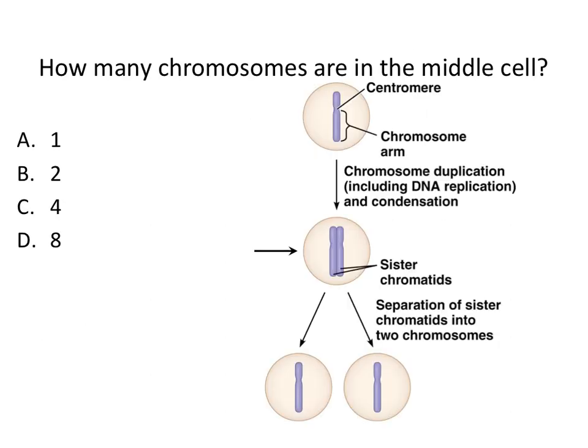So then just some quick practice really fast here. How many chromosomes are in the middle cell? Pause it and think about it. If you said 1, you are correct, because remember that when you have sister chromatids that are duplicated here, we still call this one chromosome, even though there are 2 identical copies. Sometimes I find it helpful to think of it as 2, and we'll talk about that when we get to meiosis, but technically most people would say this is 1 duplicated chromosome.